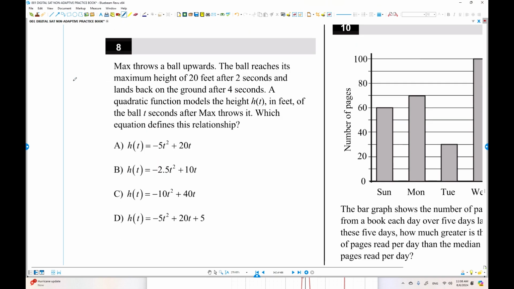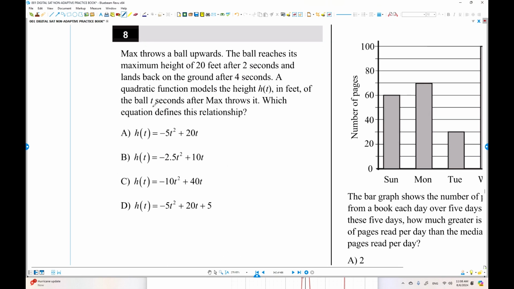Right, here is number 8. Okay, the guy throws a ball upward. The ball reaches the maximum height of 20 feet after 2 seconds. Okay, so after 2 seconds it reaches maximum height 20. Something like this. And the length over here, right? So on the right after 4 seconds, the ball lands looks like this. This one, you don't know, right? Okay.